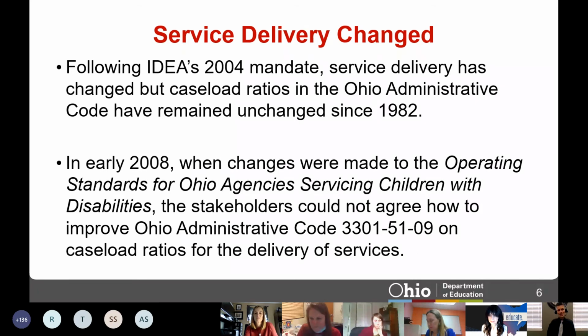In 2008, there were some changes to the operating standards that were made, but the problem was that not everybody could agree in terms of how to improve the part that relates to service delivery, more specifically the workload rule. And so we formed a group of stakeholders who were going to try to study the problem and come up with some recommendations.